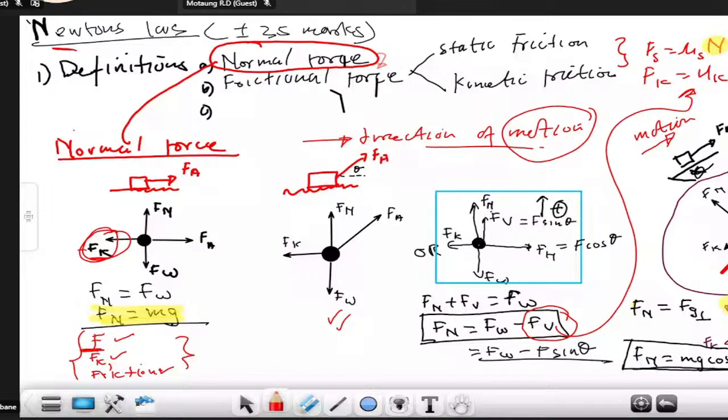This is me trying to show you the mistakes that we make when we move from understanding the normal force to applying it in Newton's second law. That is where the challenges and problems come in.